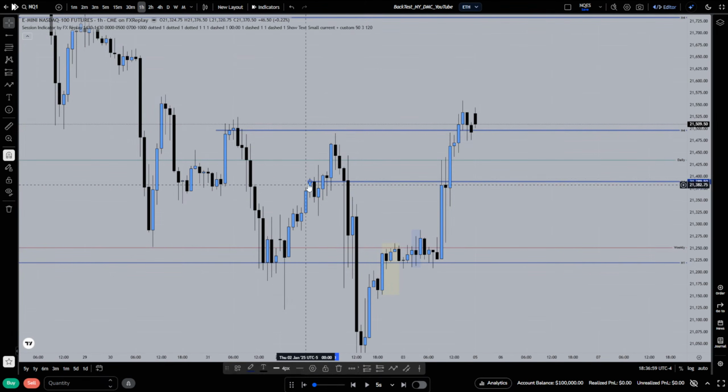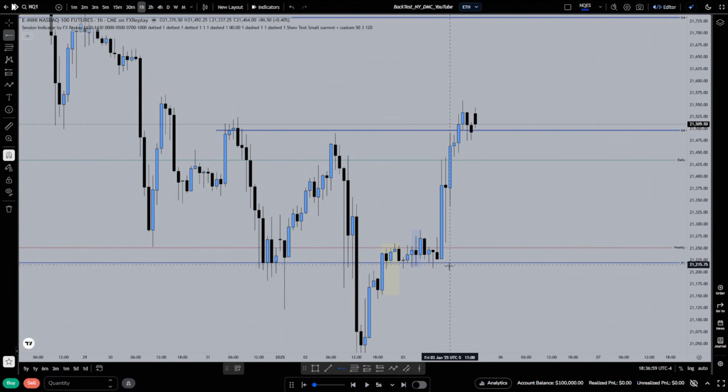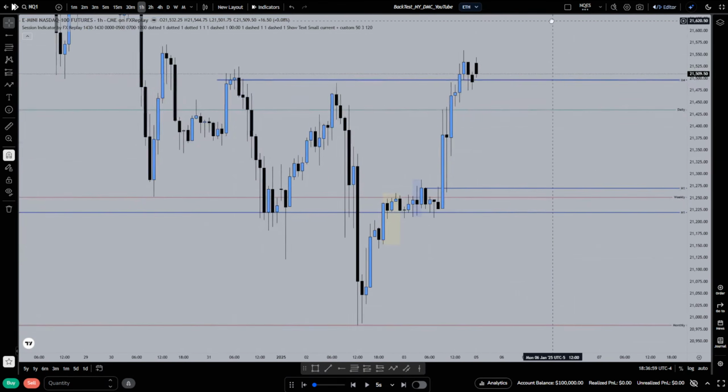Which would have been this high, breaking, not being tested for the first time, and then breaking above it. Sorry, this is not much of a level anyway. These levels have been tested, so we go 1 hour. What else do we have?